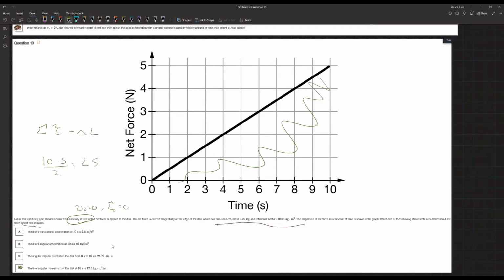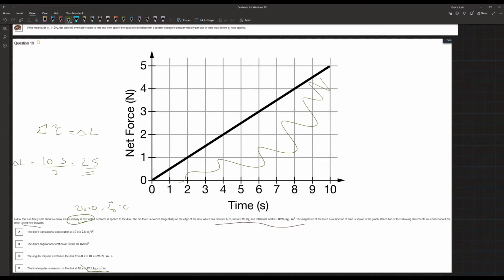Okay. Oops. The final angular momentum of the disk at 10 seconds is 12.5. Let's see here. Well, it's going to be 10 times 5. That's 50 newtons divided by 2 for the area. The change in angular momentum is going to be 25. So I don't think this one is correct. Unless I'm missing something, let me know.